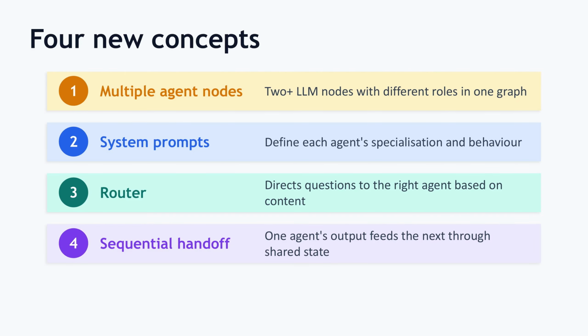This tutorial introduces 4 new concepts. Multiple agent nodes. For the first time, our graph has more than one LLM-powered node. System prompts. Each agent gets different instructions that define its role. The researcher is told to gather facts. The analyst is told to interpret and advise.